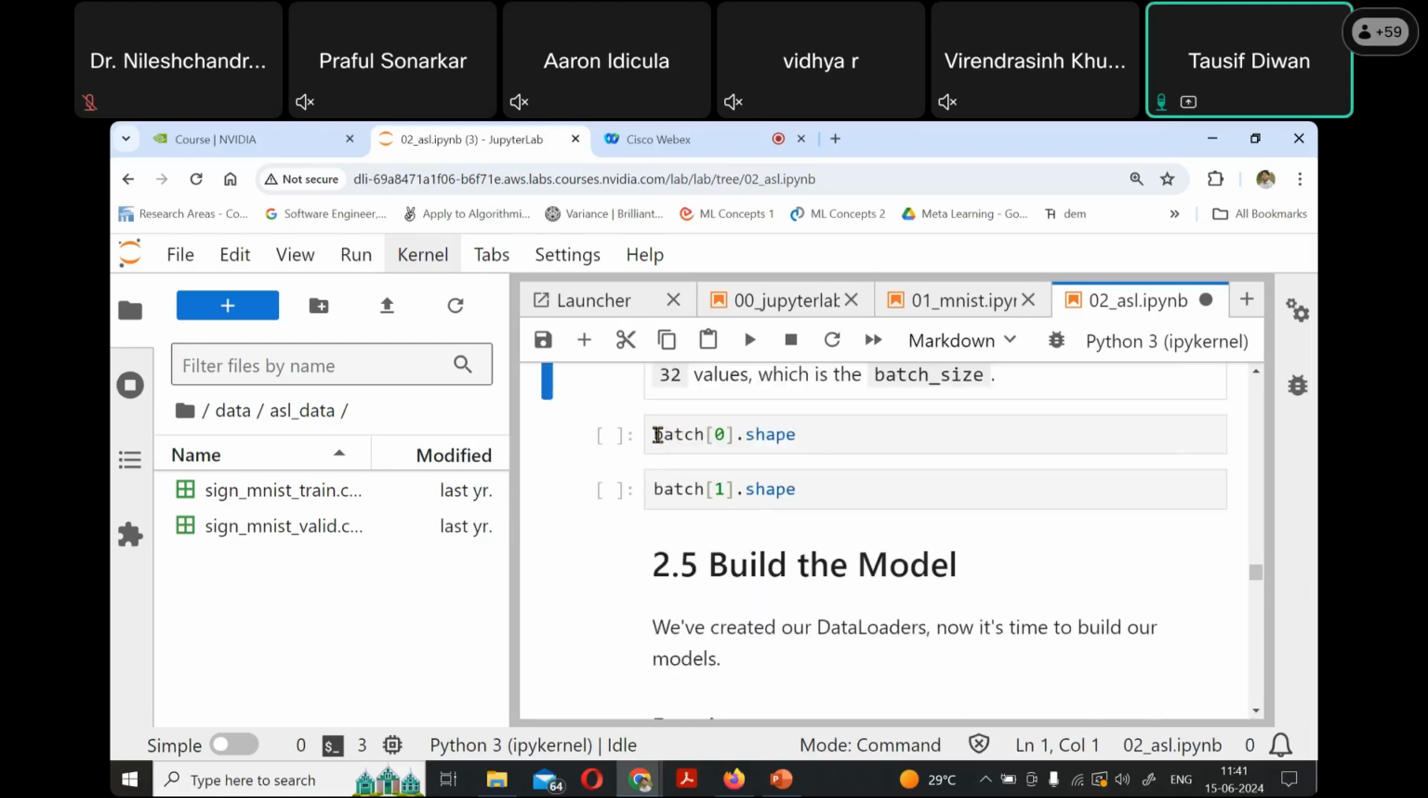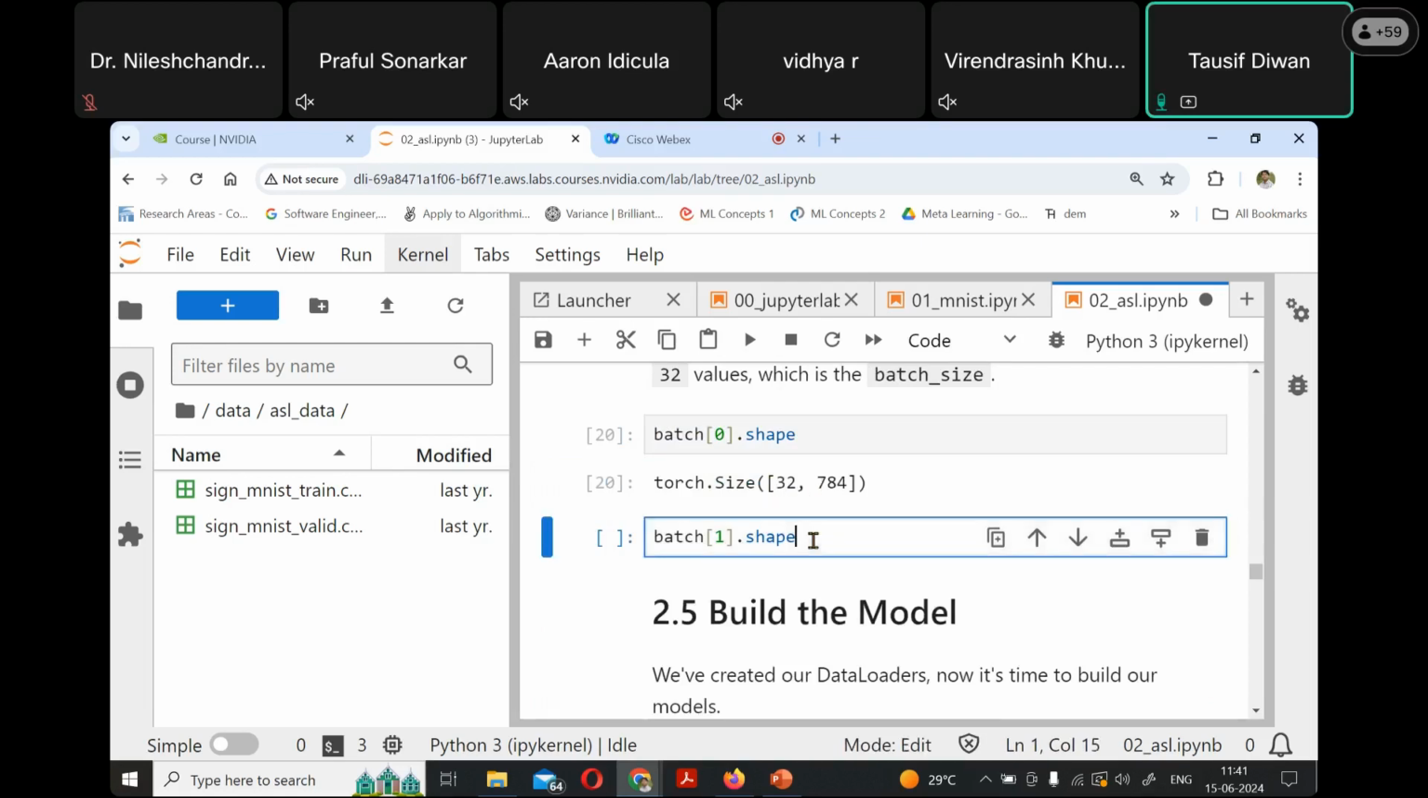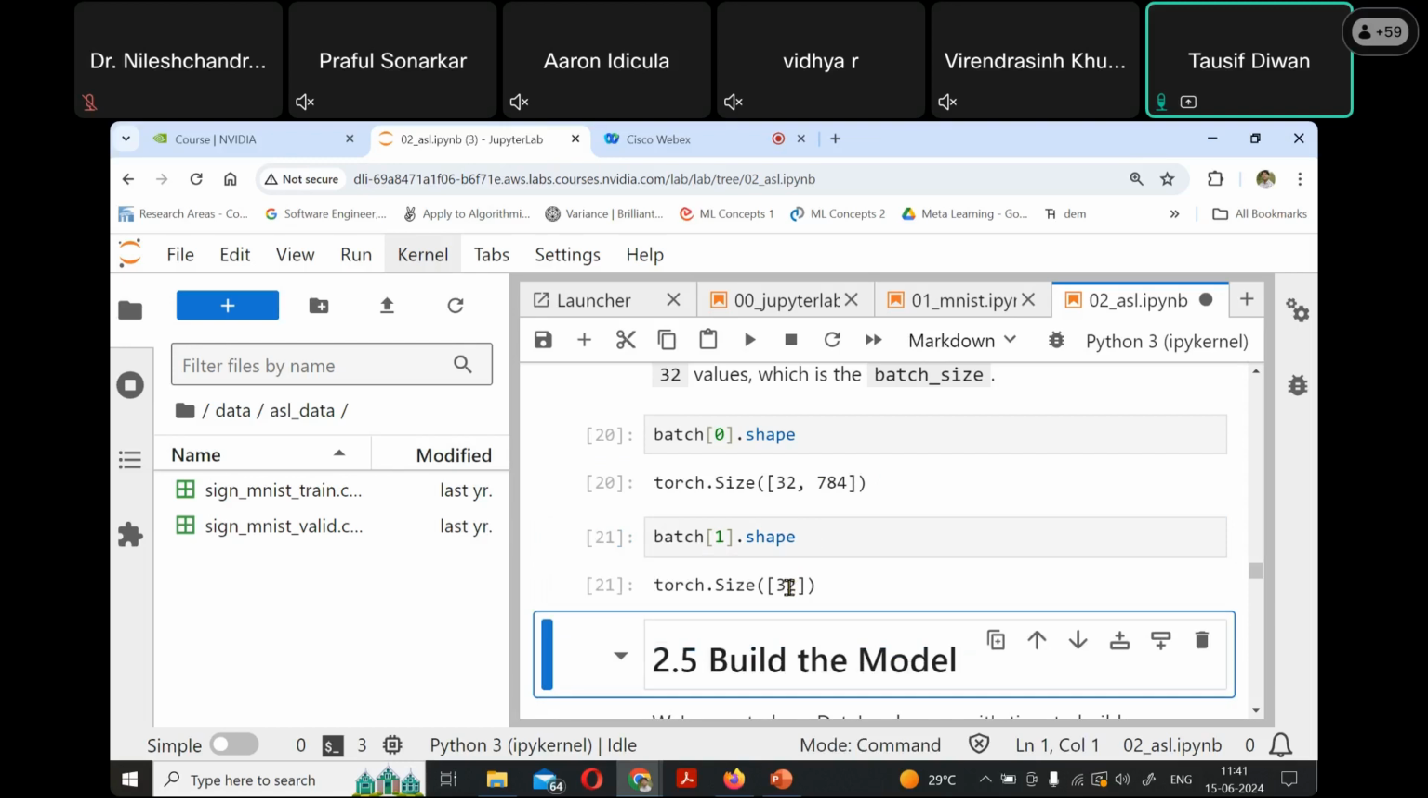If we see batch 0 dot shape, what should be the output, the first batch dot shape? So in the first batch, how many samples are there in total? 32 samples in every batch. So 32 by 784. Once again, the second batch is of the same size, 32. Why not 784? Because there is a difference between batch 0 and batch 1. Batch 0 corresponds to images and batch 1 corresponds to the labels. That's why here we are getting 32 by 784 and here we are getting 32 only.